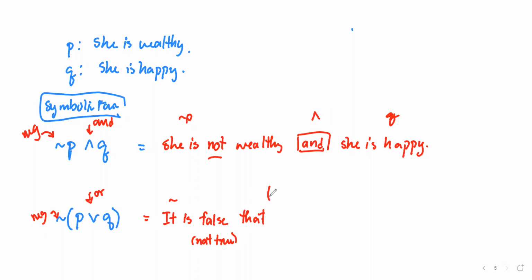And then for the parentheses, we start by writing the statement P with the connective or and then statement Q. For statement P, we just copy whatever it is, so she is wealthy. The connective or, she is happy. That's how to write from the symbolic form into words.